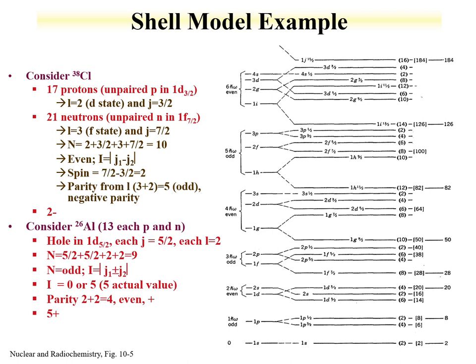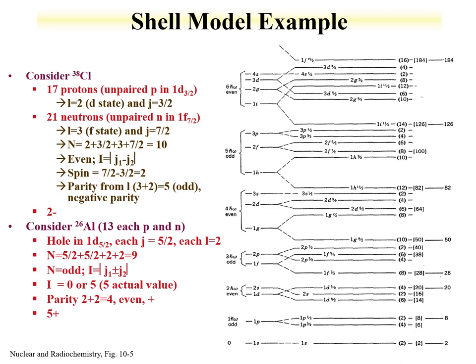For an example of the Nordheim number for an odd-odd nucleus, let's consider chlorine-38. Chlorine-38 has 17 protons and 21 neutrons. The 17th proton is going to live in the 1d 3/2 state. So the L is D, right? D is 2, with S being 0, P being 1, D being 2. And J, the spin, is 3/2.